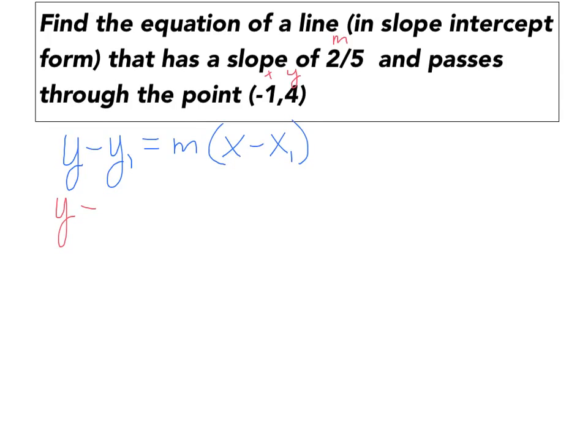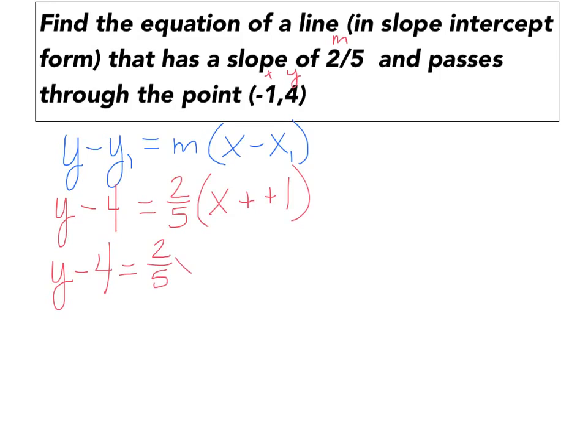Okay, so y minus 4 equals 2/5 times x minus -1. Okay, that's going to change to plus plus. So let's distribute that 2/5. So then you'd have 2/5 times x and a 2/5 times 1. And then you just got to move that 4 to the other side.